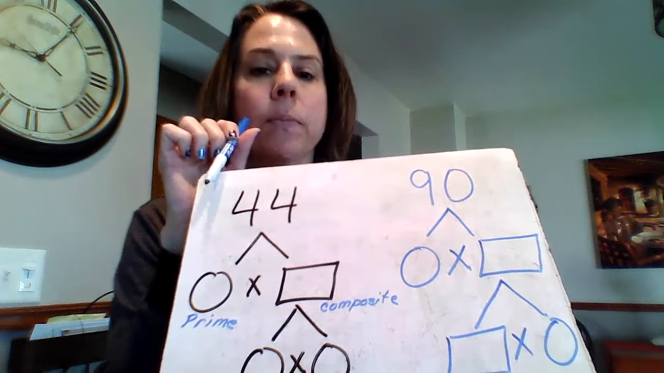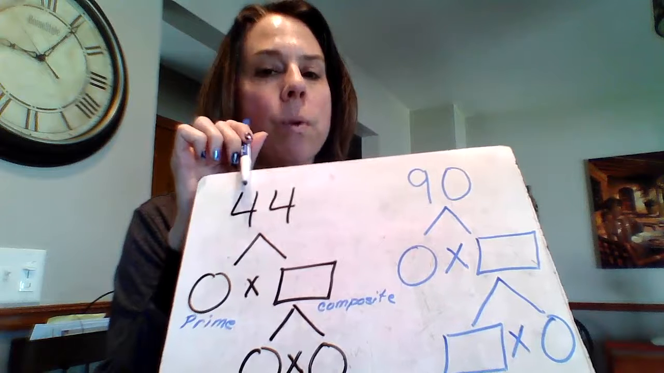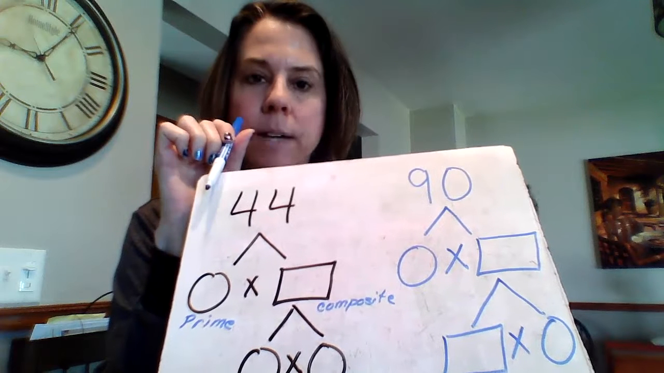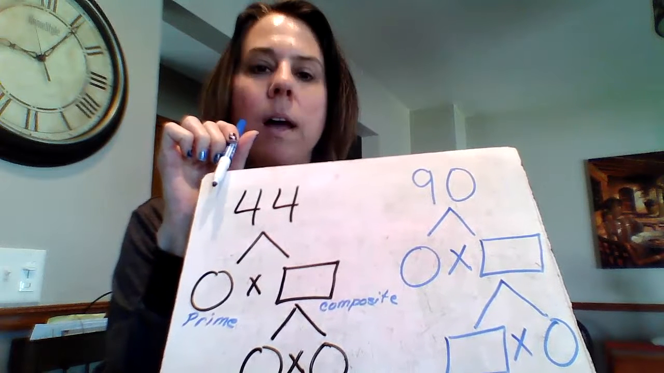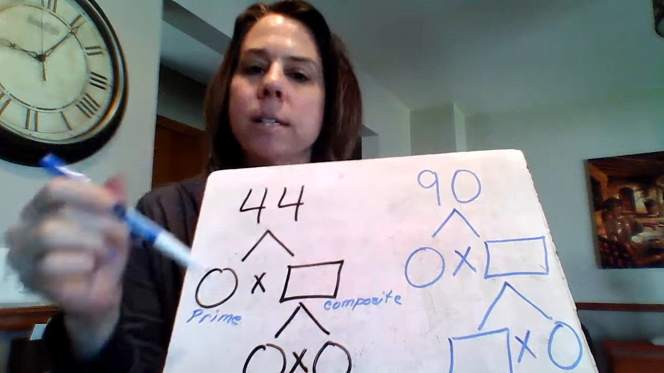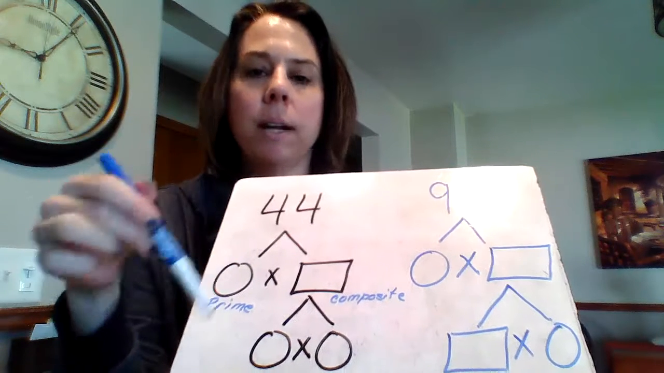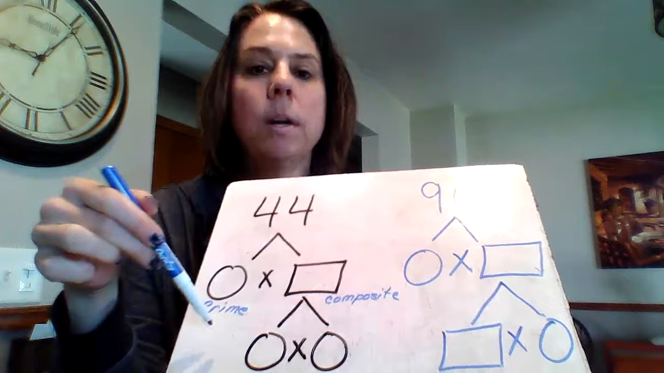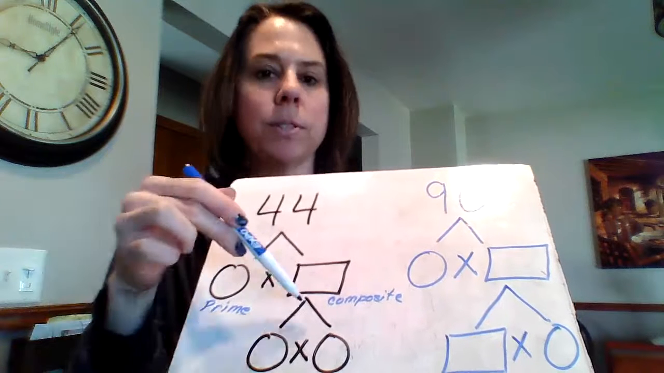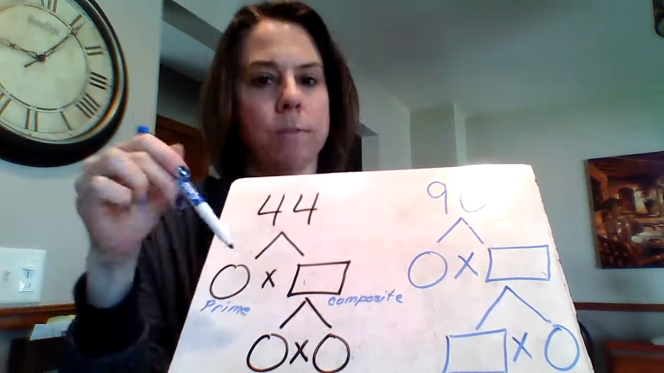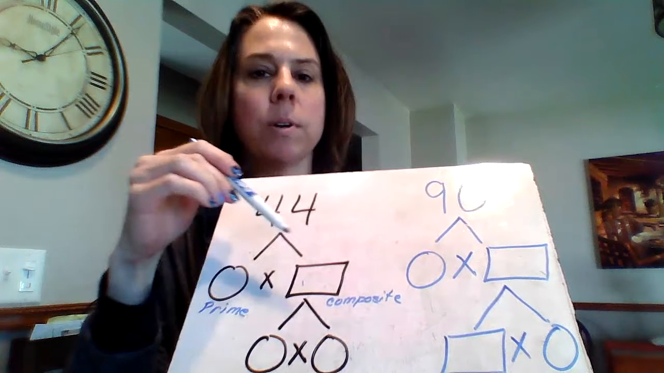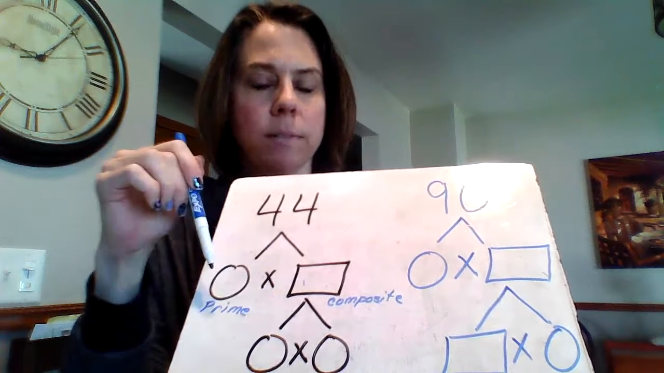And 1 and 44 are also factors of 44. However, when we're making factor trees, 1 is never going to be any of the numbers that we put down below, because it doesn't get you anywhere, because you're still left with 44 if you did 1 times 44. So we're not going to use 1 as any of our factors.